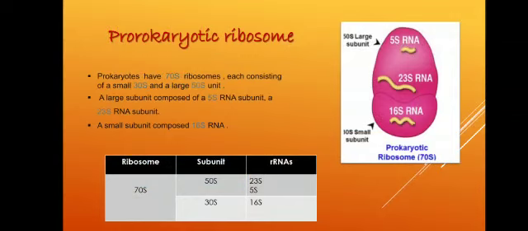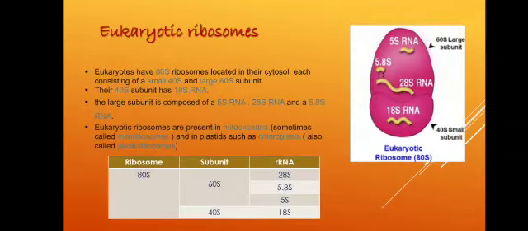In the case of prokaryotic ribosomes, prokaryotes have 70S ribosomes, each consisting of a smaller 30S subunit and a larger 50S subunit. The larger subunit consists of 5S RNA and 23S RNA, and the smaller subunit consists of 16S RNA, as mentioned in this table.